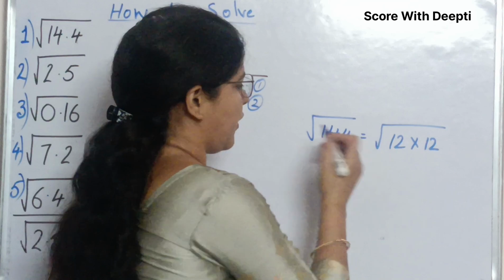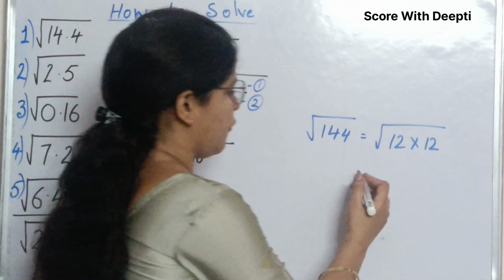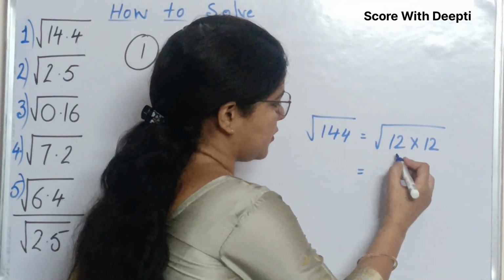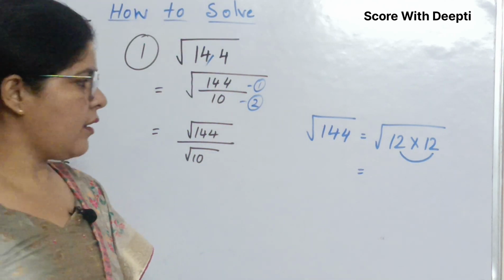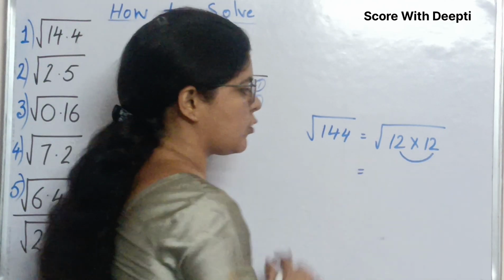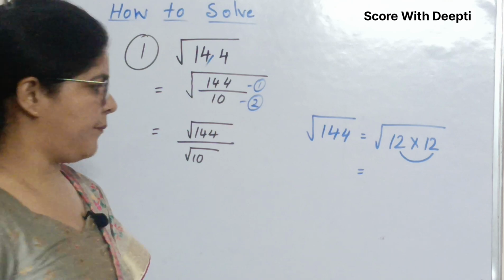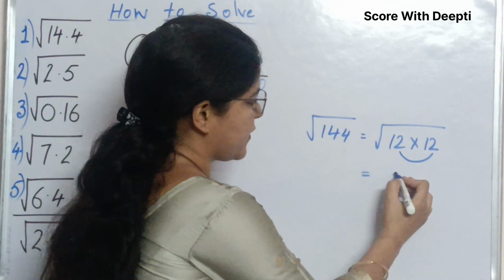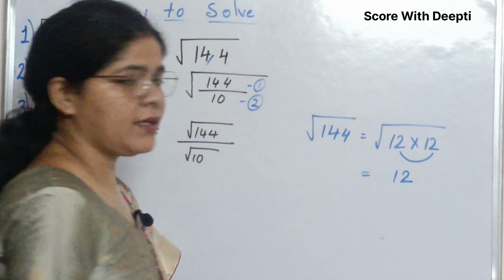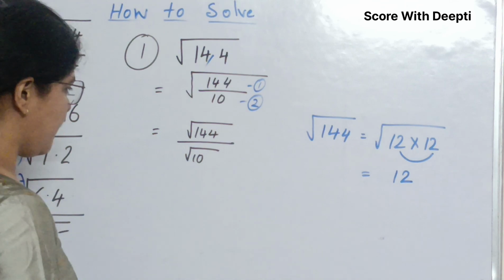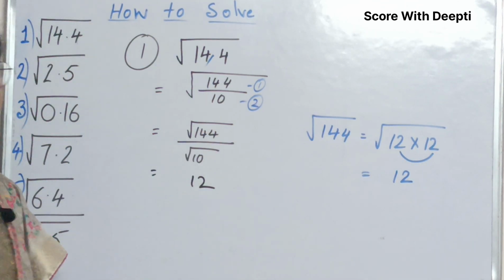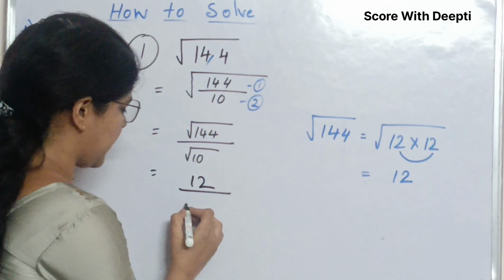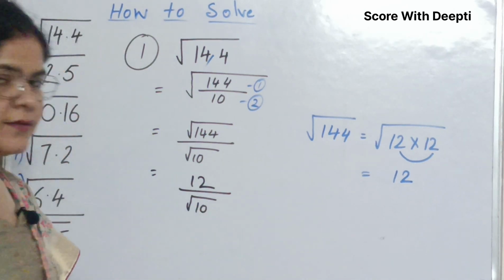12 12s are 144. So we take out one pair, because 12 comes two times, means one pair of 12. In place of 144 we write only 12. So here we write 12 in place of 144. In the denominator we write square root 10 as it is.